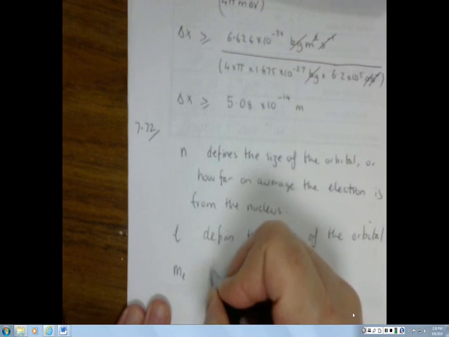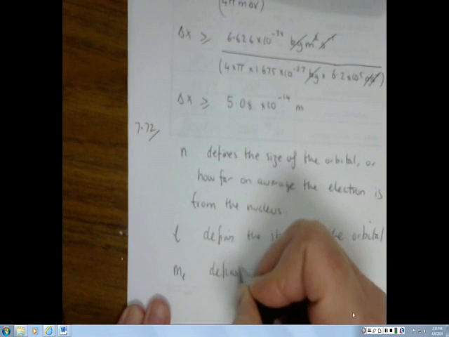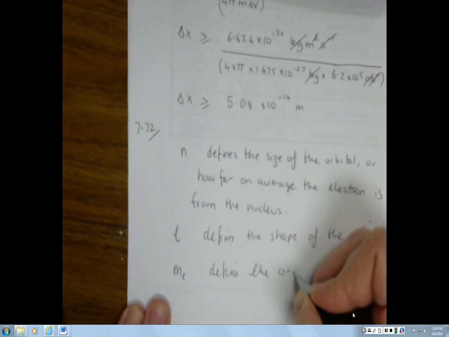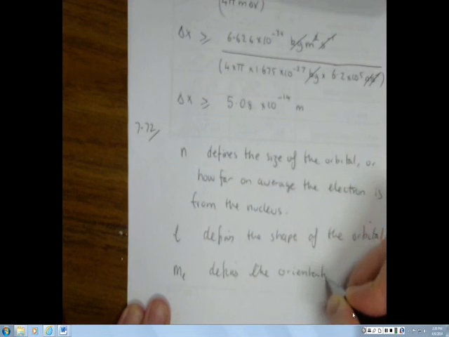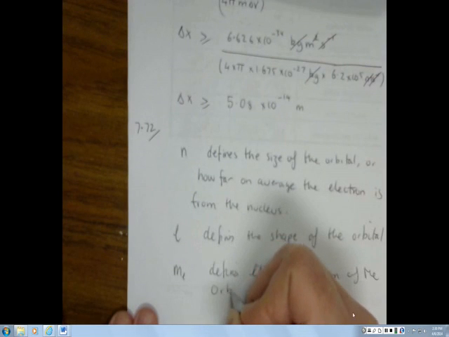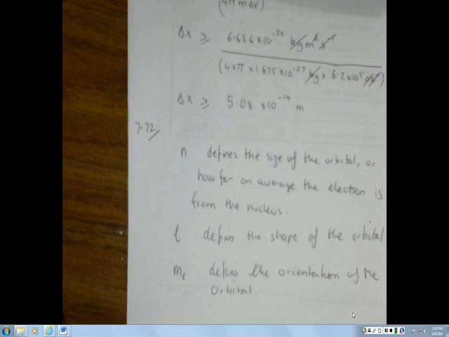ML, that defines the orientation of the orbital, where it is directed in space. Is it along the x-axis, the y-axis, the z-axis, or in between? Alright, so that's the homework that was assigned for Thursday.